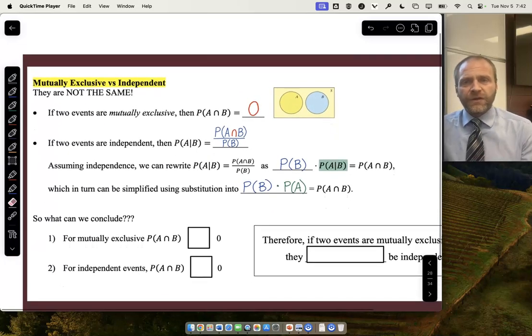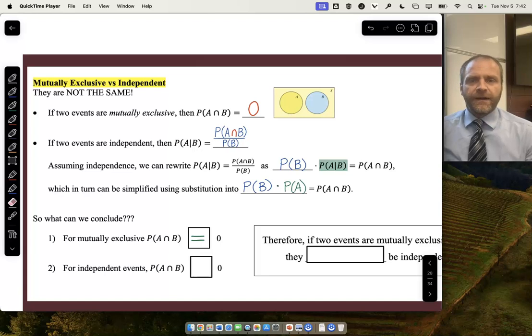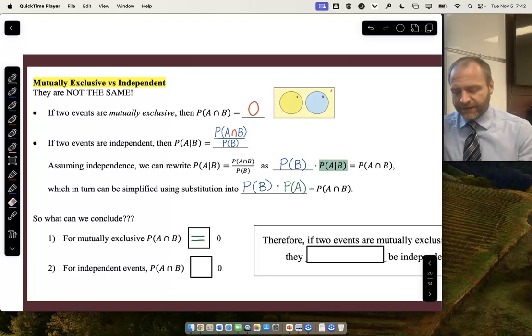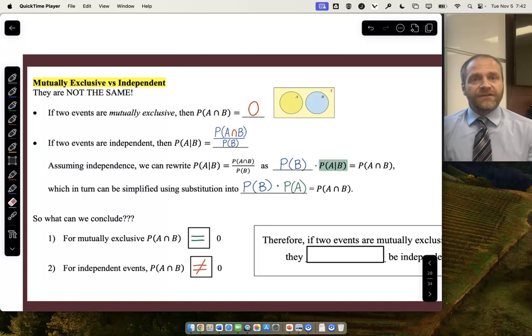So what can we conclude? For mutually exclusive events, the intersection, the probability of A and B, is going to be equal to 0. They have no overlap. They have no events in common. For independent events, the probability of A and B, their intersection, cannot equal 0. Go back to our table from before when we had that 80%, 80%, 80%. Notice we had to have information in those cells to get that 80%. So for independent events, they have to have an intersection. For mutually exclusive events, they don't.